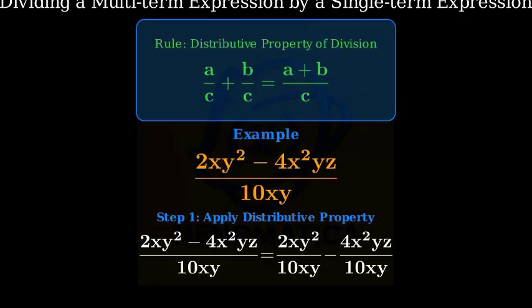For the first fraction, 2xy squared divided by 10xy, we can divide both numerator and denominator by xy, leaving us with 2y divided by 10, which simplifies to y divided by 5. For the second fraction, 4x squared yz divided by 10xy, we can divide both numerator and denominator by xy, giving us 4xz divided by 10, which simplifies to 2xz divided by 5.